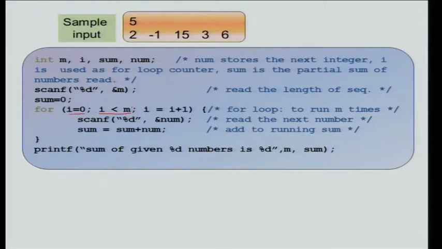Now you could also do the following. You could start with I equal to 1 and go on until exactly m. So if you start with I equal to 1, you will say I less than or equal to m. You can adopt either convention. In C, it is more popular to start from 0 and go on until m minus 1. Okay, so you break the loop when I is equal to m.